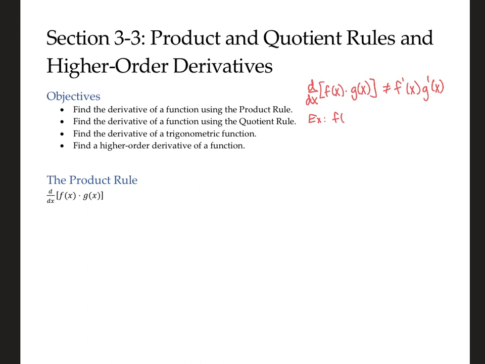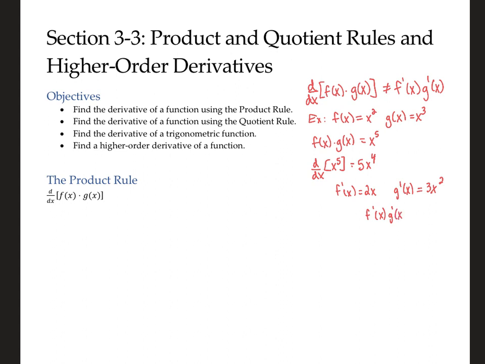Let's say our f of x is x squared and our g of x is x cubed. Well, then our f of x multiplied by g of x would just be x to the fifth, and the derivative of x to the fifth, according to the power rule, is just 5x to the fourth. Now, what would happen if I took the derivatives first and then multiplied them? Well, the derivative of x squared would be 2x. And the derivative of g would be 3x squared, and the product of those two derivatives is now 6x cubed.